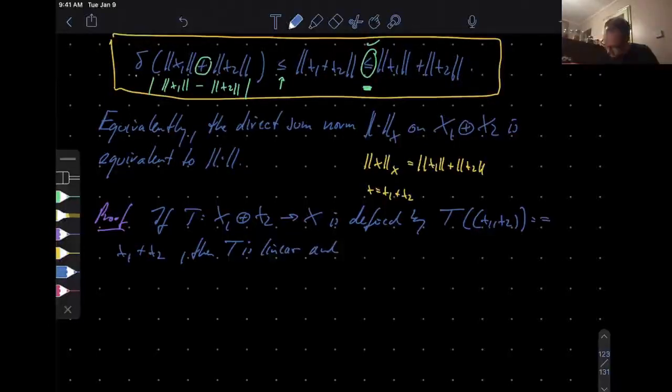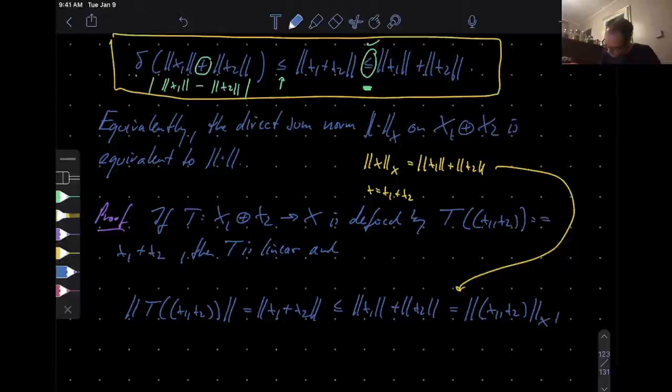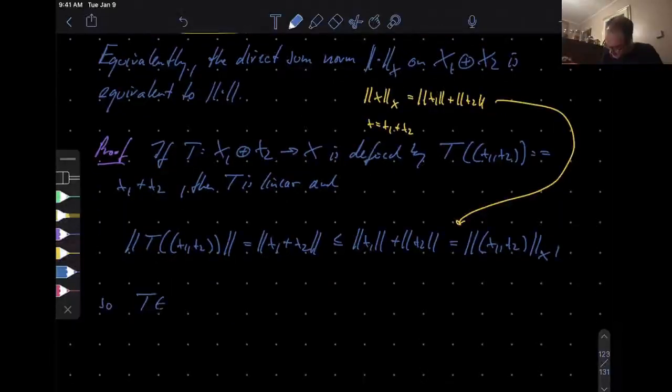And T of x1, x2. Well, so that's the trivial part. That's just the ordinary triangle inequality in X, x1 plus x2. Right. Okay, and this here, remember, this is precisely what I wrote here in yellow. This is, of course, the direct sum norm of the pair x1, x2. So here's a cross.